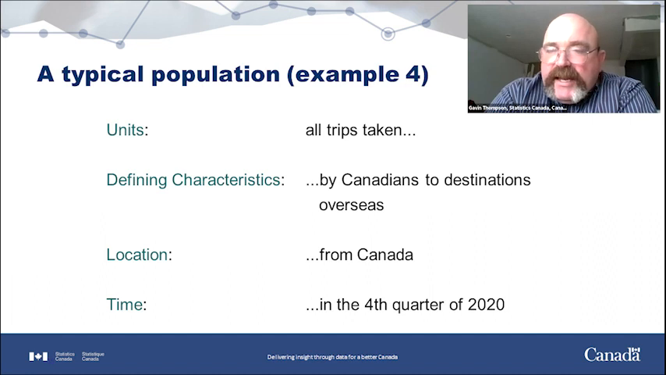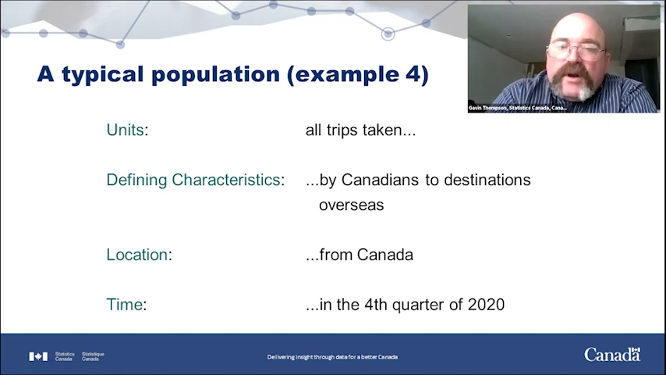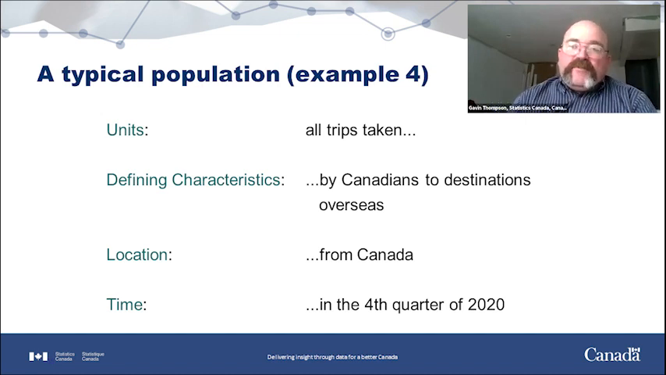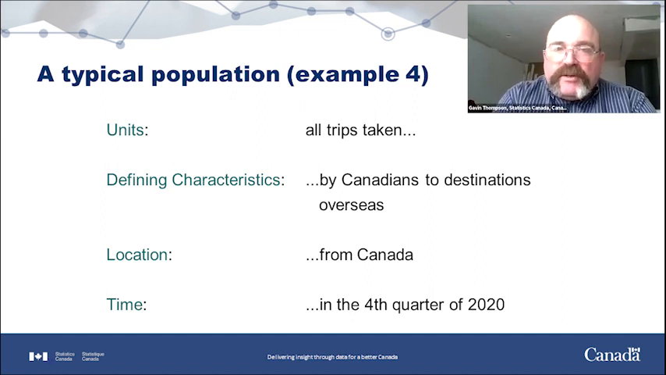All trips taken by Canadians to destinations overseas from Canada in the fourth quarter of 2020. Again, the time period here is very well defined, fourth quarter, from Canada. So they have to have departed from Canada. Trips. So do they mean recreational? Who is the sponsor of this? Do they mean recreational trips? Does it include business trips?